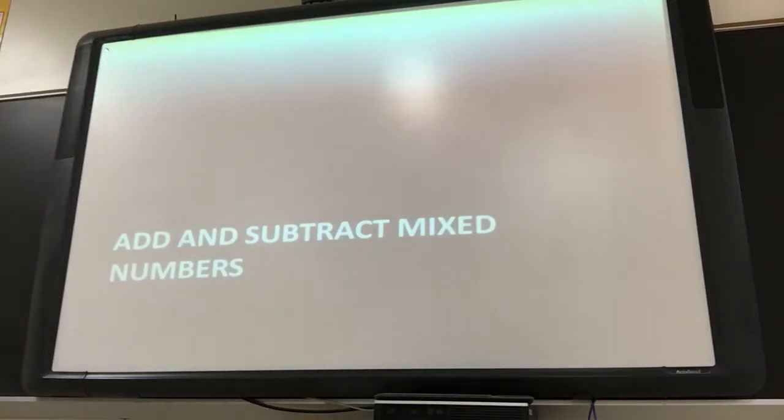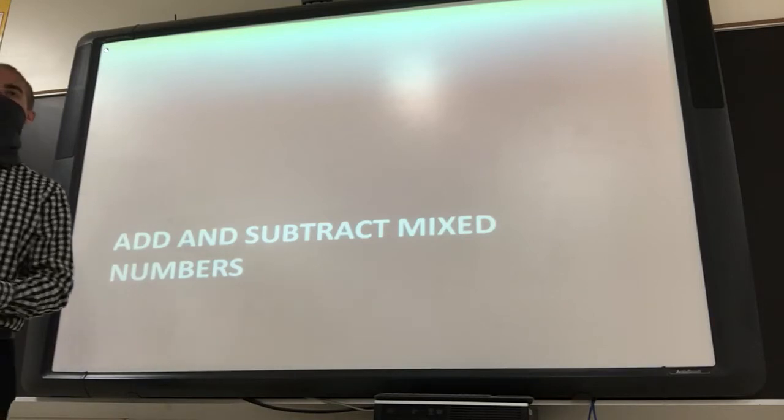So we looked at adding and subtracting fractions yesterday. We're going to look just at mixed numbers today. And so first of all, you might have learned some things about mixed numbers. You probably were introduced to them in fifth and sixth grade. I would hope so, at least.